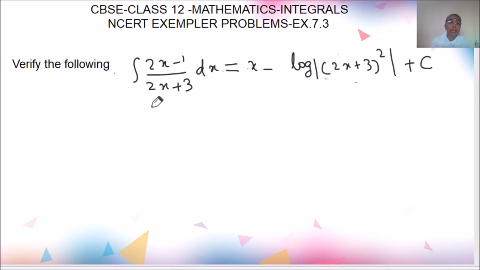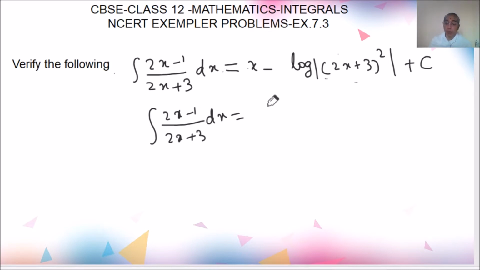Now let us take the left hand side, which is integration of (2x minus 1) divided by (2x plus 3) dx. Now let us observe this rational function. The degree of numerator and denominator is the same, so before proceeding with the problem, we first have to make it a proper fraction. So what we can do, let us do simplification by adding and subtracting 3. Actually we are dividing the rational function.